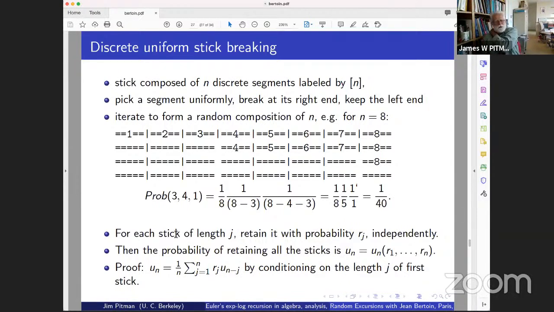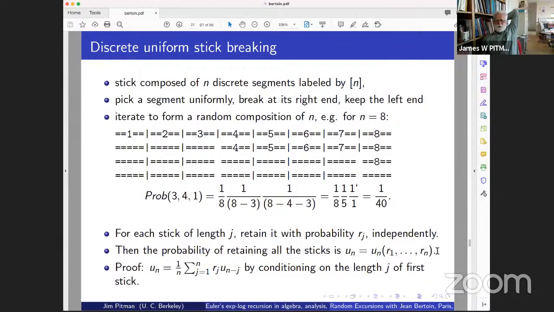So now I invite you to, for each stick of length j, keep it with probability r sub j independently. So the r_j are now some parameters between 0 and 1, like they were in the previous slide. In the previous slide, the arguments that we fed to the Eulerian polynomials were numbers between 0 and 1. They were probabilities. So do that, and then what happens is that the probability of retaining all sticks is the u_n, the Eulerian polynomial function of these variables r_1 up to r_n.